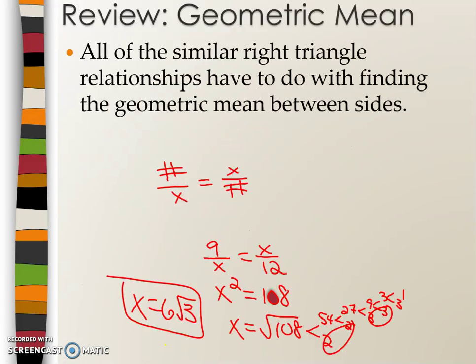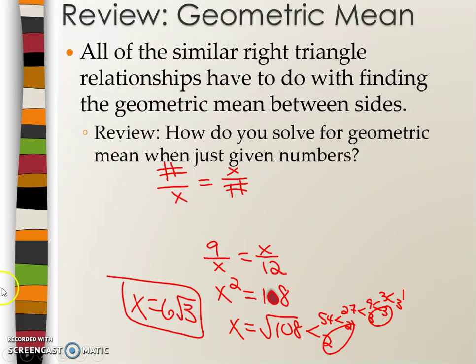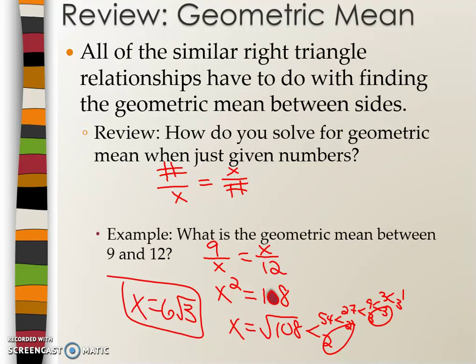So let's look at geometric mean. All these similar triangle relationships have to do with finding the geometric mean between sides. Review. How do you solve for geometric mean when just given numbers? Remember, we did this in previous units. Geometric mean is where you have number over x equals x over number, right? So this is called geometric mean.